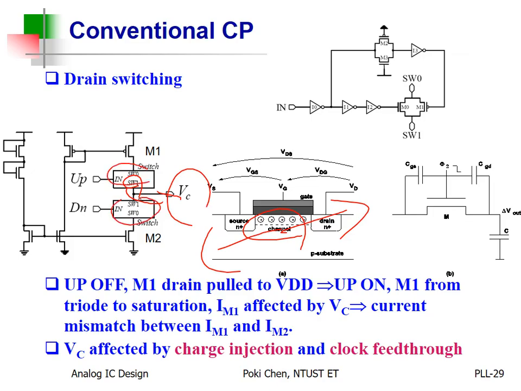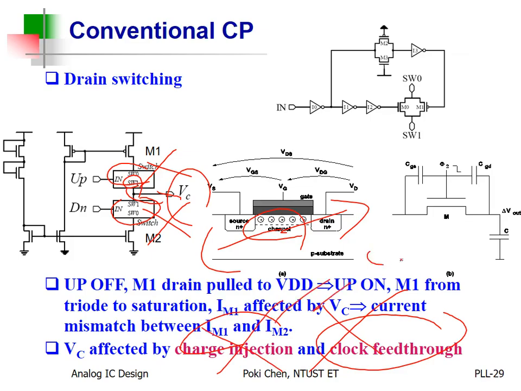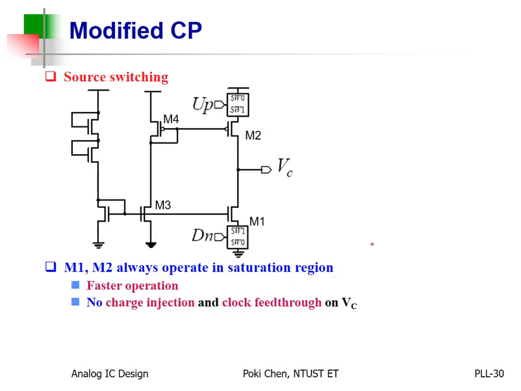So what we can do is, you can say, we have a dummy switch. It helps, but it cannot cancel all of them. Charge injection, clock feedthrough. With a dummy switch, you can reduce the impact, but you cannot make the impact zero. So we don't use such drain switching.